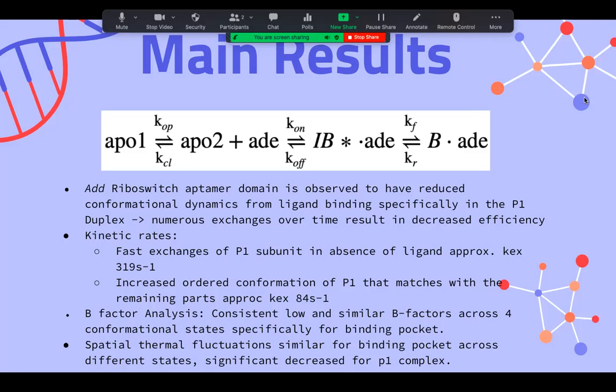Key facts to note in signifying these changes: the KEX, the kinetic exchange rate of the P1 subunit in the absence of the ligand, so this is when the ligand would not be present, was shown to be 319 exchanges per second. In comparison, once the ligand had been bound to the binding pocket, the conformational stability seemed to have increased dramatically, with the exchange rate dropping significantly to 84 exchanges per second. This would conclude our main results and data.